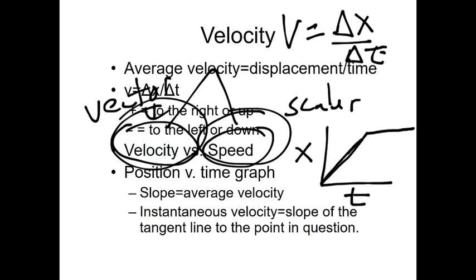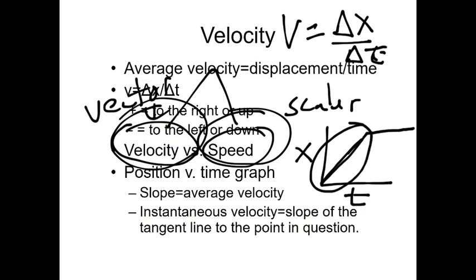This is average velocity, delta x over delta t. So when you have a position time graph, if you take the slope of the line, that slope is equal to what's called the average velocity. Now we'll come back to this term instantaneous velocity.